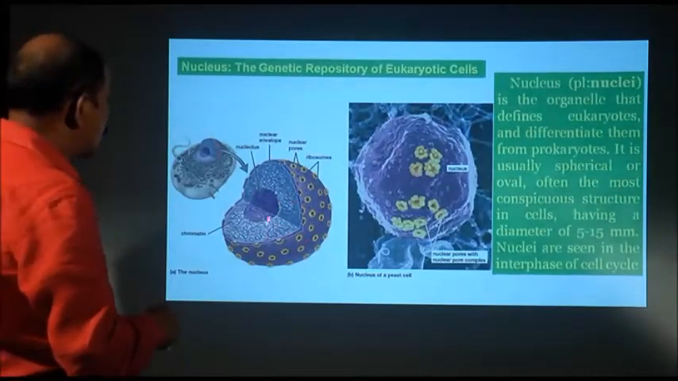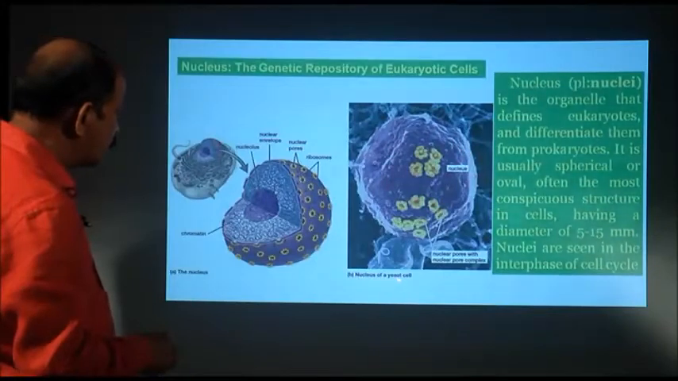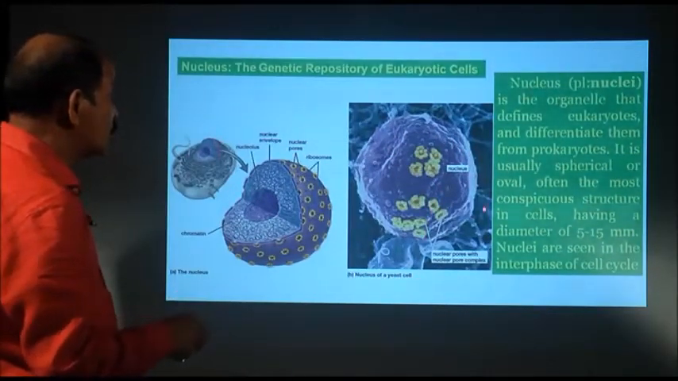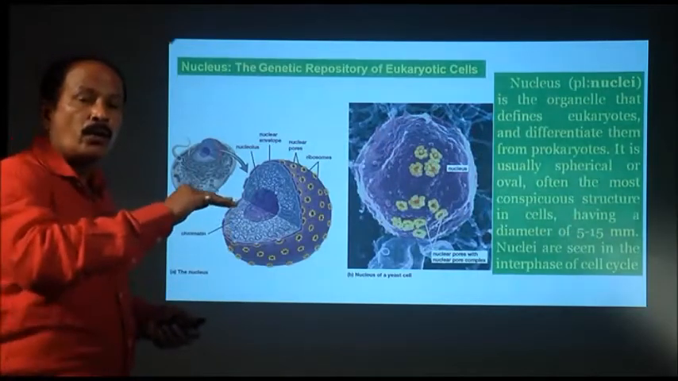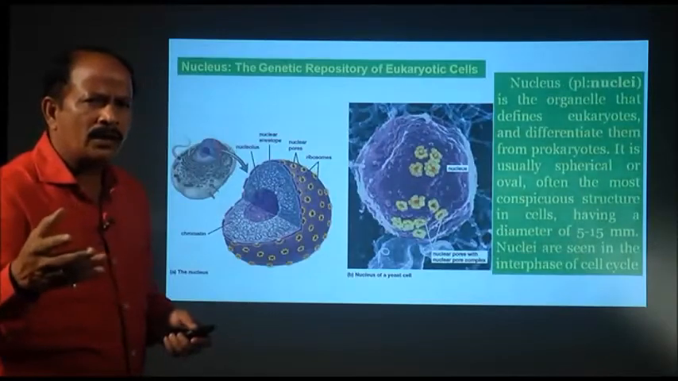Now, this is a computer generated model and this is a scanning electron microscope image of a nucleus of yeast cell. From yeast cell, this nucleus is taken and through electron microscope, if we don't know the terms it will be difficult to understand.